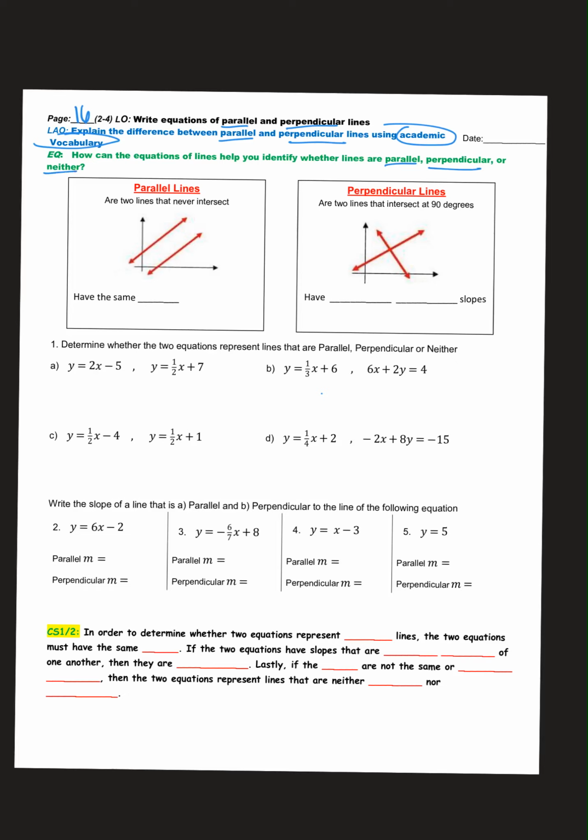So parallel lines never, ever intersect. They will never cross, okay? They always, like these red lines, never cross. Perpendicular lines intersect at 90 degrees. Meaning this is a 90-degree angle, and this is a 90-degree angle, and this is a 90-degree angle, and so is this, okay?